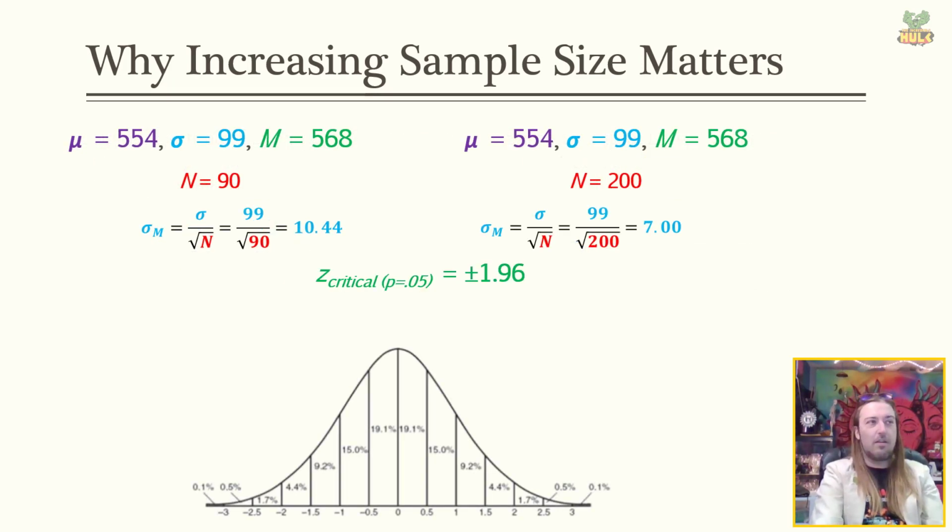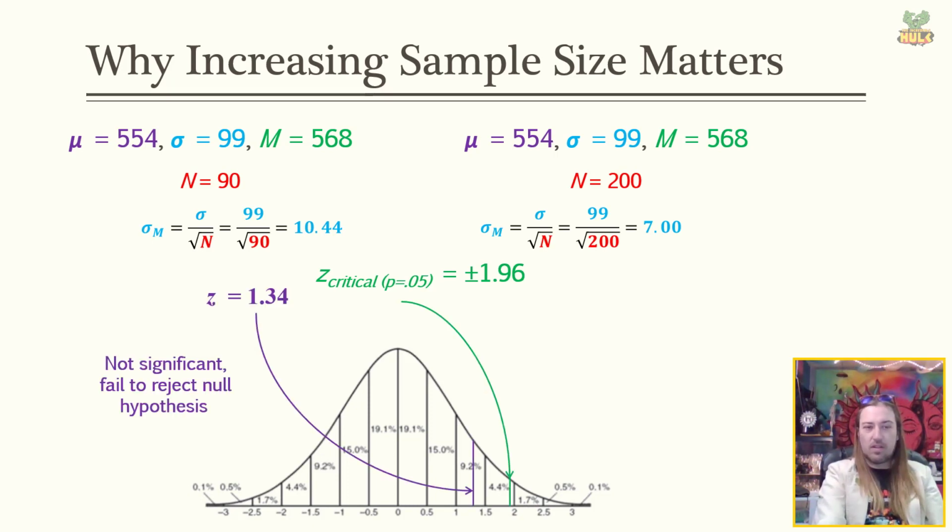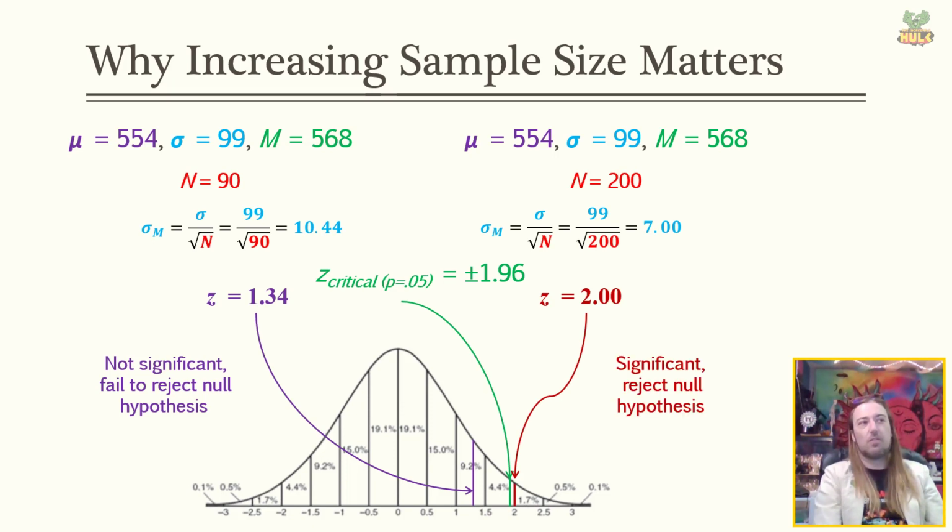A Z of 1.34 does not, right? 1.34 is not on the right side of 1.96. It's not significant. You fail to reject the null hypothesis. Right? In this case, the Dearborn students and the population score equally on the GRE. But if we had those same measures of variability, and it was based on a sample size much larger, then we could be confident that our Z statistic of 2.0 was in fact beyond that cutoff value of 1.96.